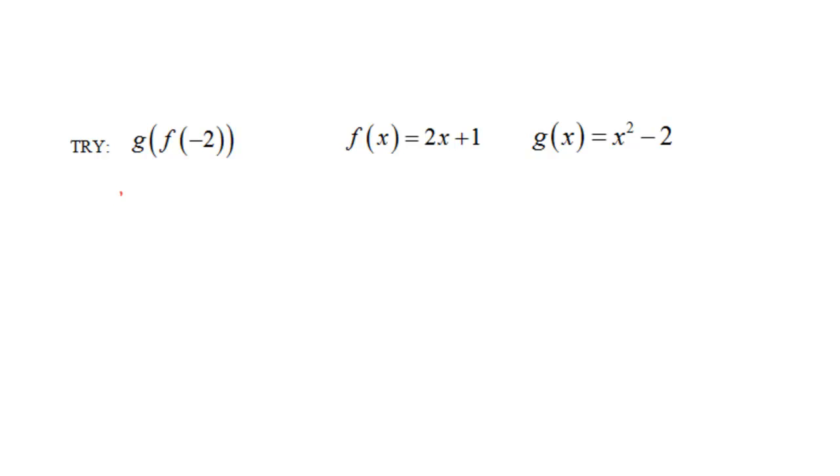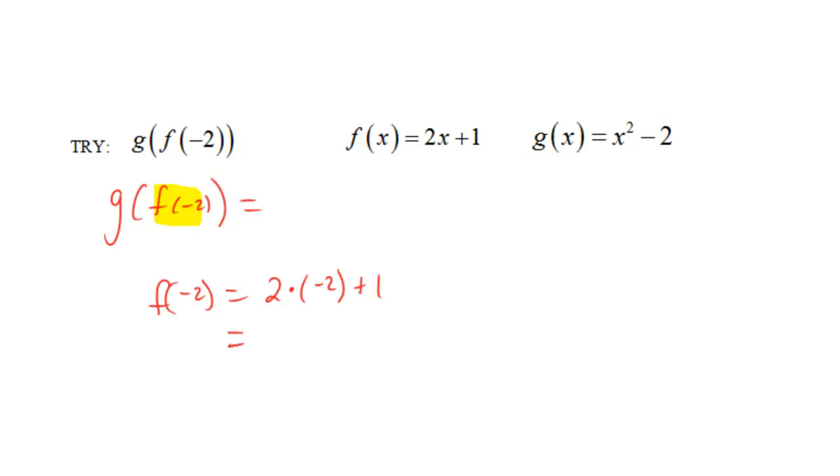Okay, so g of f of negative 2. I need to find out first what f of negative 2 is. So I go over here, there's f, and I say, okay, f of negative 2 means replace the x in the f function with a negative 2. 2 times negative 2 plus 1. That's negative 4, that's a negative 3. So now this is g of negative 3, because this equals negative 3.